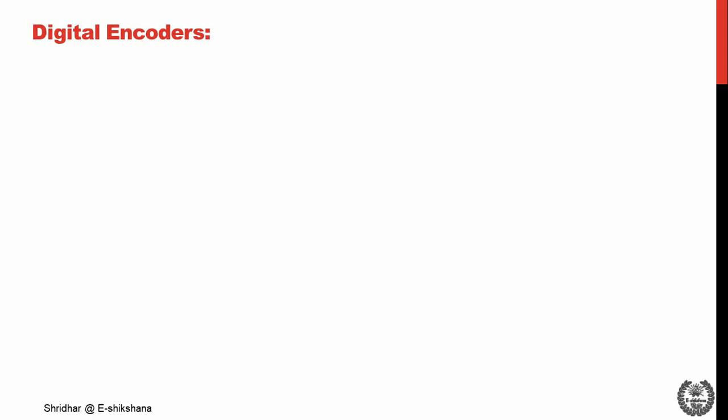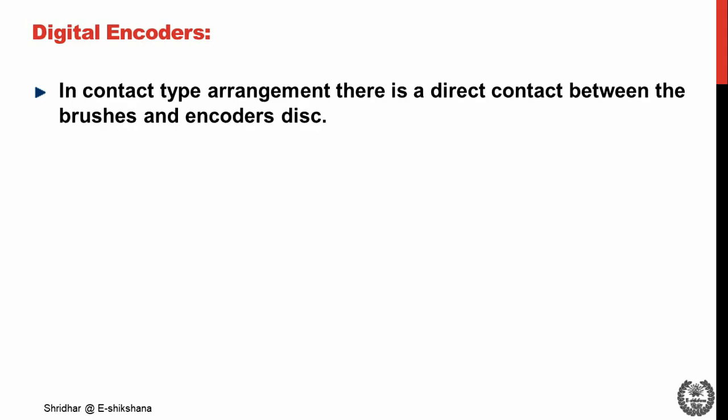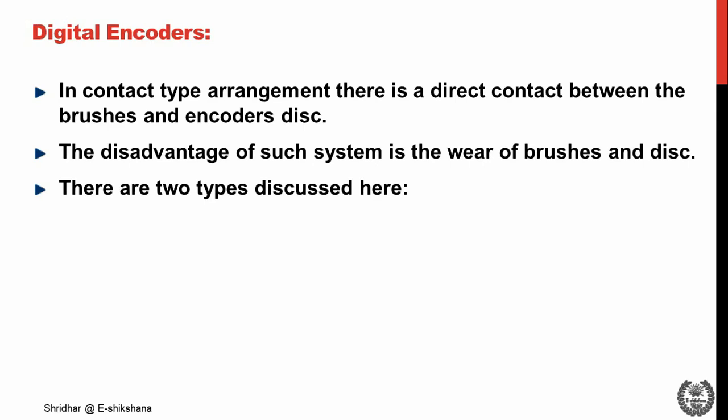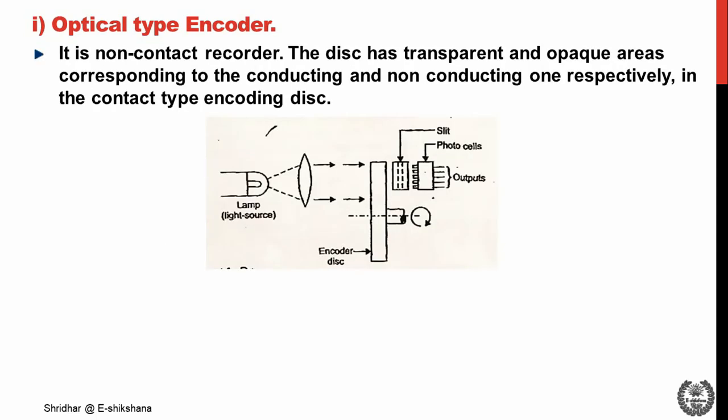Next, we'll discuss digital encoders. In a contact type arrangement, there is a direct contact between the brushes and the encoder disc. The disadvantage of such a system is wear of the brushes and disc. There are two types of digital encoders discussed here: optical type encoder and magnetic type encoder. The first one is the optical type encoder. It is a non-contact encoder.